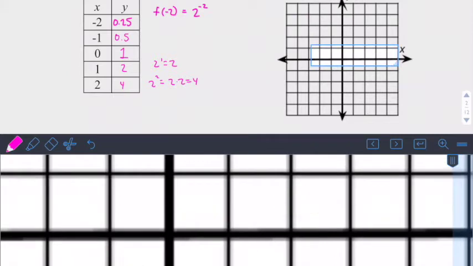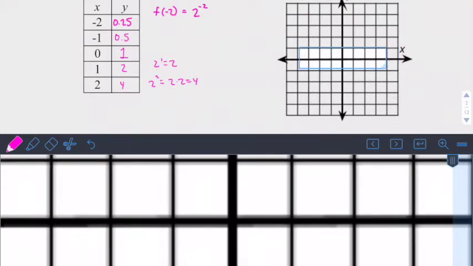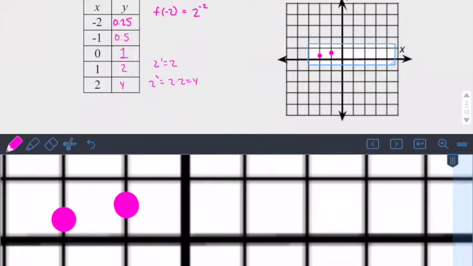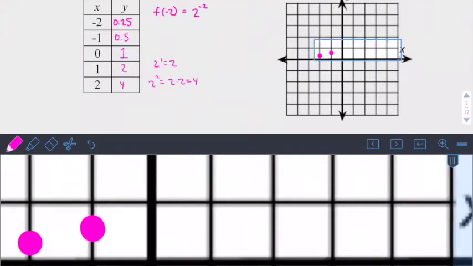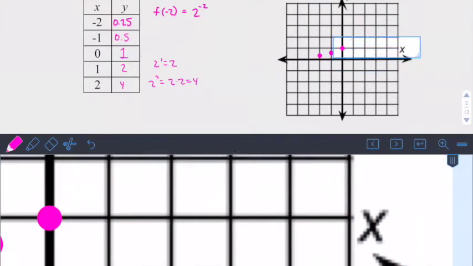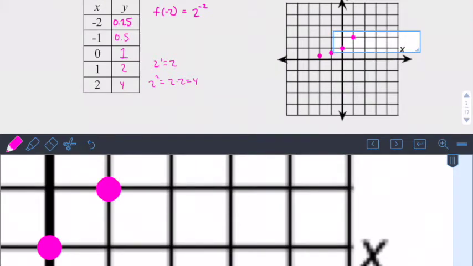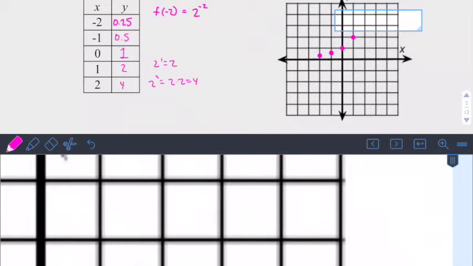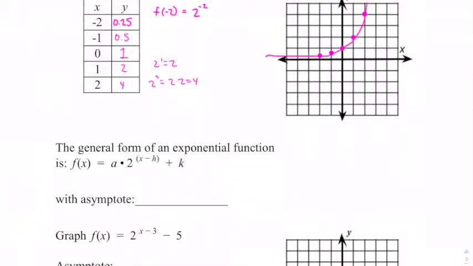So now let's graph it. -2, 0.25, right? A fourth. -1, 0.5, half. 0, 1. 1, 2. And 2, 4. 1, 2, 3, 4. And there's that same shape that we had from before.